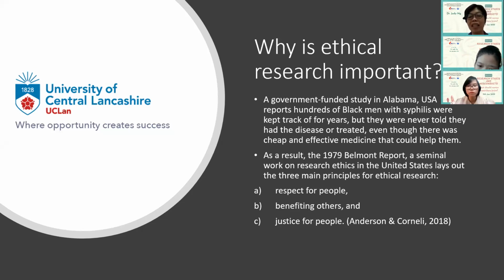All right, so as a result, in the 1979 Belmont Report, a seminar on research ethics in the United States, they list out 3 important principles in ethics research. Number 1, you always need to respect people. Respect people here means you need to protect the privacy of the participants. Whatever the participants say, you need to keep it a secret among yourself. You don't say out the name.